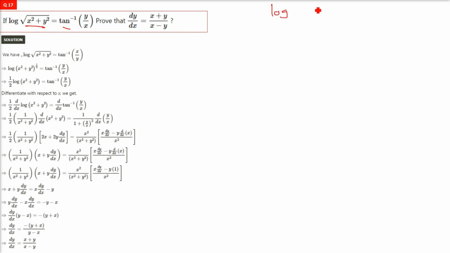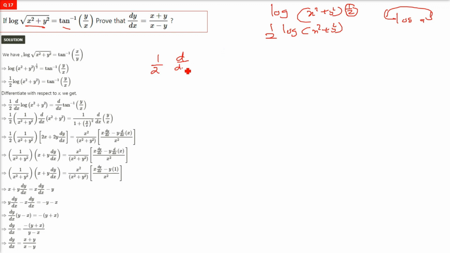Okay. But one thing is, log of the square root of x square plus y square can be written as log of x square plus y square to the power half. So whenever we have log a to the power b like this, b comes in front. So it will be half log x square plus y square. Alright. So that is the only thing we need to do. So half d by dx of log x square plus y square. Then we have tan inverse y by x. So d by dx of tan inverse y by x.